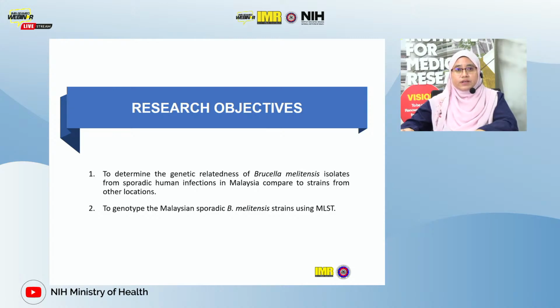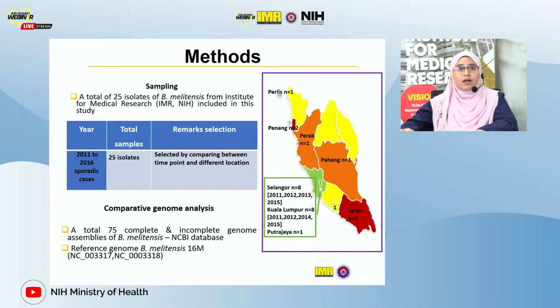The objectives of this study are, firstly, to determine the genetic relatedness of Brucella melitensis isolates from sporadic human infections in Malaysia compared to strains from other locations, and second, to genotype the Malaysian sporadic Brucella melitensis strains using MLST. As samples, 25 isolates of Brucella melitensis were collected from the Institute for Medical Research between 2011 and 2016 from sporadic cases from various parts of Malaysia, including Perlis, Penang, Perak, Pahang, Selangor, Kuala Lumpur, Putrajaya, Melaka and Johor. For comparative genomic analysis, a total of 75 complete and incomplete genome assemblies of Brucella melitensis were retrieved from the NCBI database. For analysis, we include the reference genome Brucella melitensis 16M.